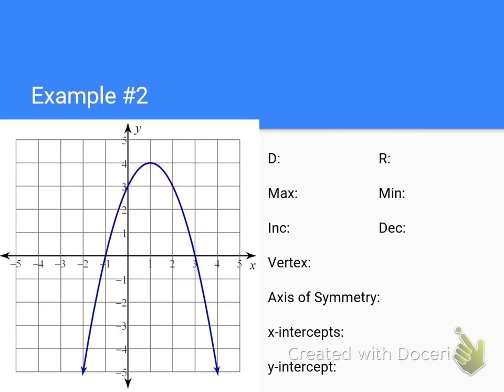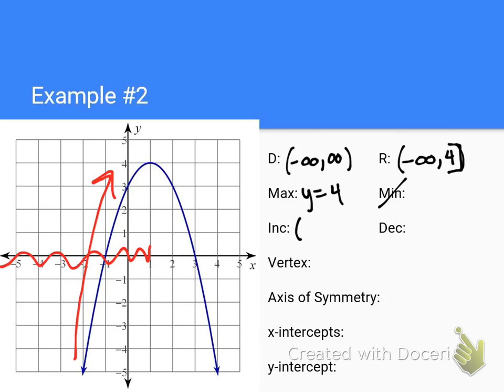Okay, on this example, we're going to go through a similar process. So again, the domain here is just going to be negative infinity to infinity, and the range goes from negative infinity up to 4, and this should actually be a closed bracket here at 4, because we're including that point. Okay, then the max happens when y equals 4, and we don't have a min because it goes down forever.